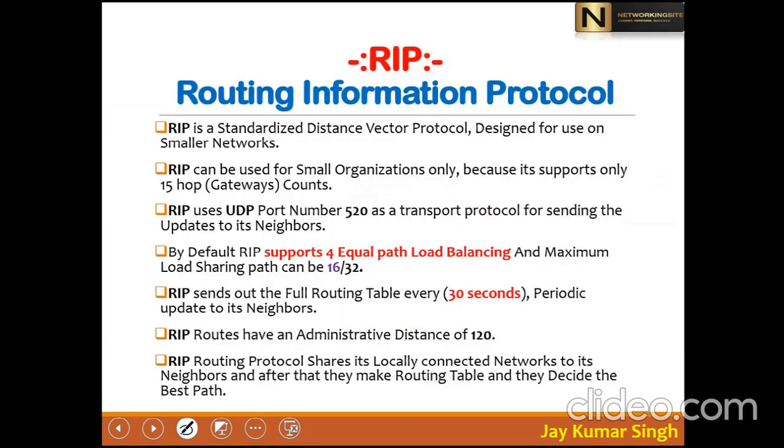Now, what is RIP? RIP is a standard distance vector protocol. Standard means this RIP protocol can be used on any vendor's router. It means you can use this routing protocol on a Juniper router, a Cyberoam router, a D-Link router, a MikroTik router, any router. Now RIP can be used for small organizations only, not for large organizations, because it can only support 15 hops, meaning 15 gateways.